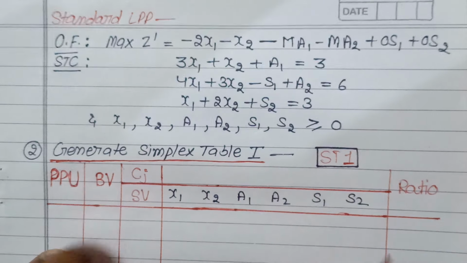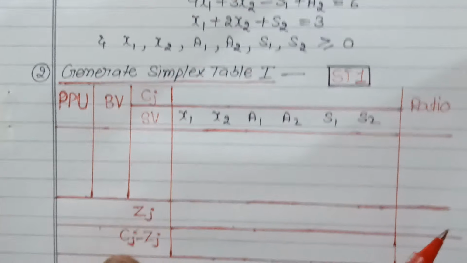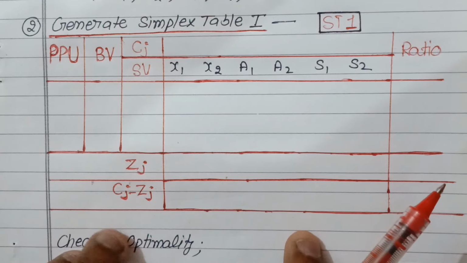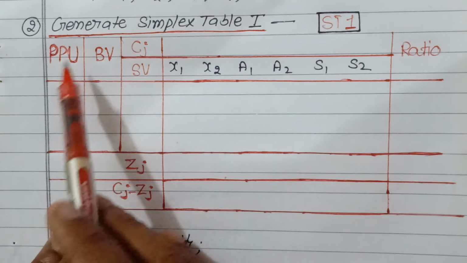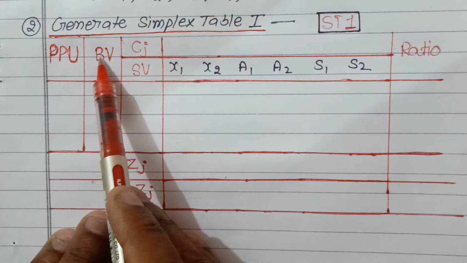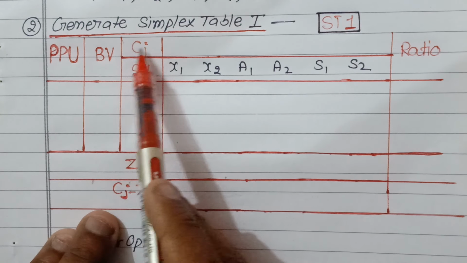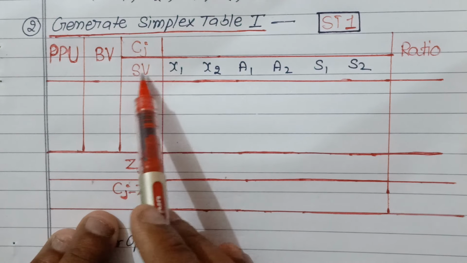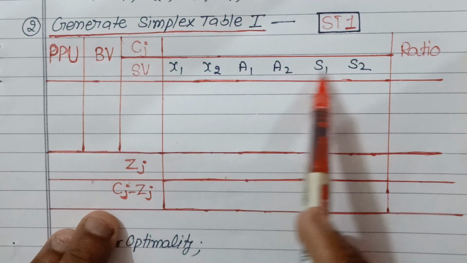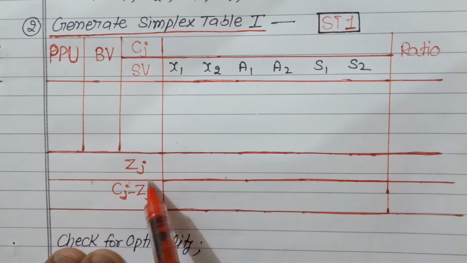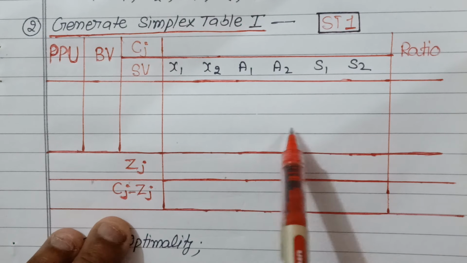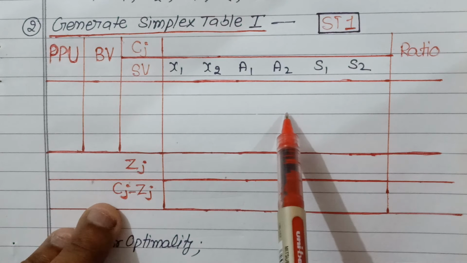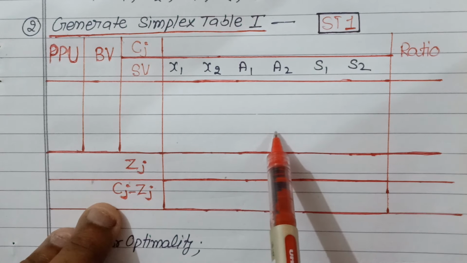Now let us draw a simplex table. You know that this is the format of a simplex table. This is the profit per unit, these are the basic variables, this is Cj, this is the solution variable, these are the different variables, this is Zj, this is Cj minus Zj. Now we will enter the different values from the standard LPP into this simplex table 1.